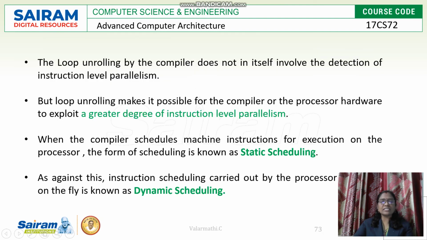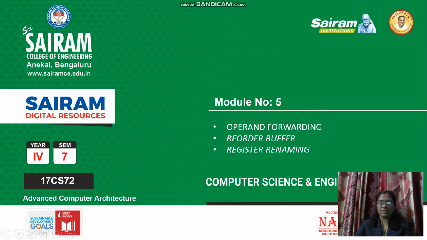That is what loop unrolling does: it makes it possible for the compiler or the processor hardware to exploit a great degree of instruction level parallelism. So loop unrolling is the best technique to achieve a greater degree of instruction level parallelism. Loop unrolling by the compiler does not in itself involve the deduction of instruction level parallelism, but it makes it possible for the compiler or processor hardware to achieve a high degree of instruction level parallelism, right?